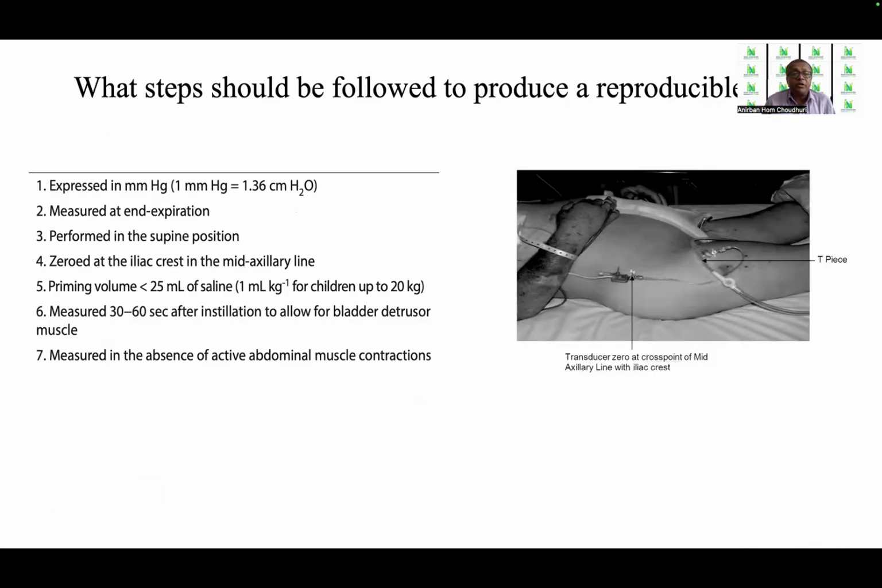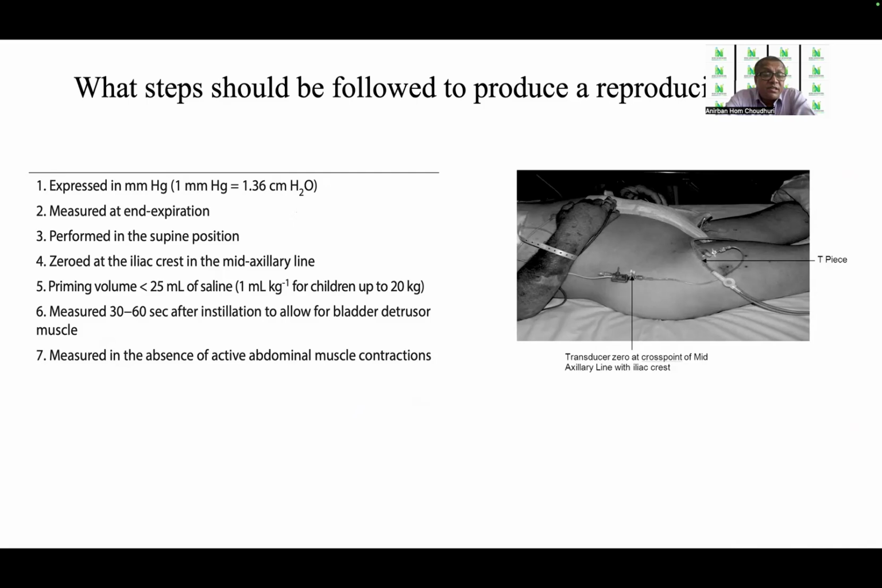Now, it is also important to know what steps we should follow to produce a reproducible intra-abdominal pressure measurement. It is measured at end expiration, performed in the supine position, and zeroed at the iliac crest in the mid-axillary line. Here you can see. And the priming volume should be less than 25 ml of saline, or else the sensor would think that this is also a volume coming from inside, and so there will be a falsely negative reading.